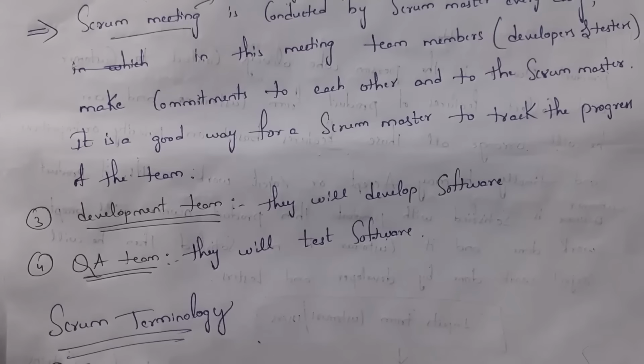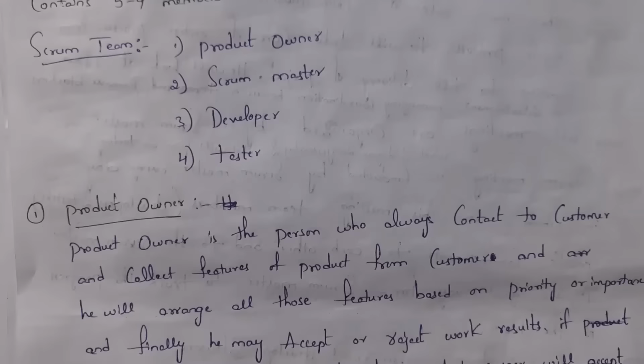And the third type of employees are developers. As we know, developers will write code. And the fourth one is the QA team. That is nothing but the testing team. The testing team will test the code which is written by developers. These are the four types of employees involved in a Scrum team.